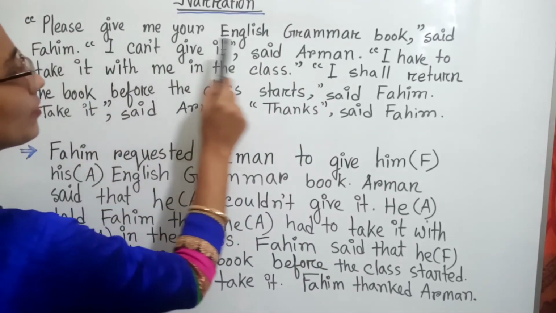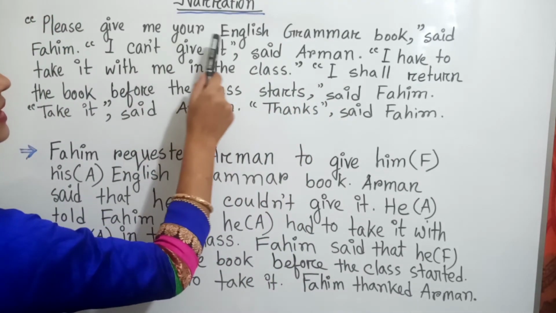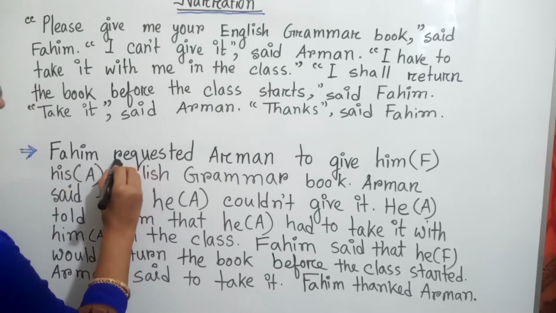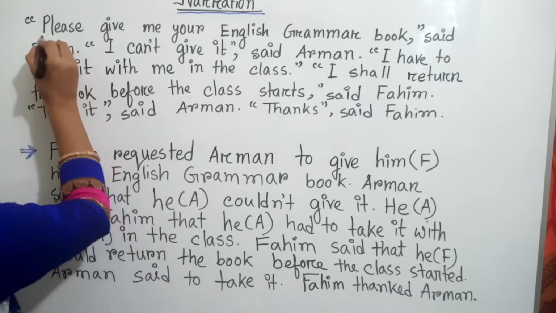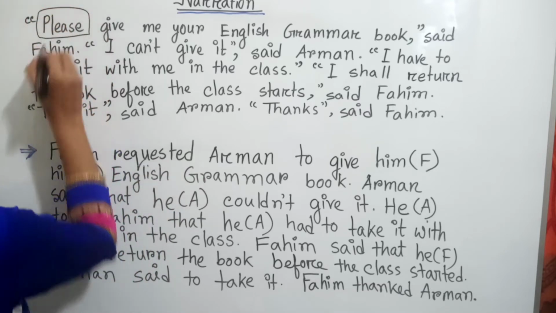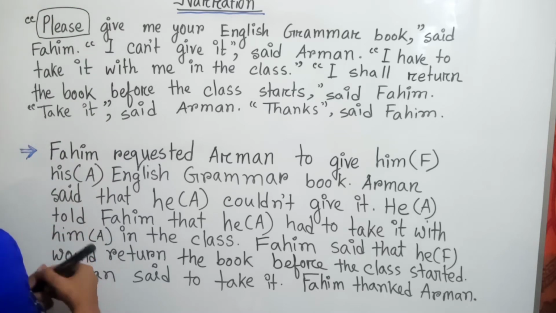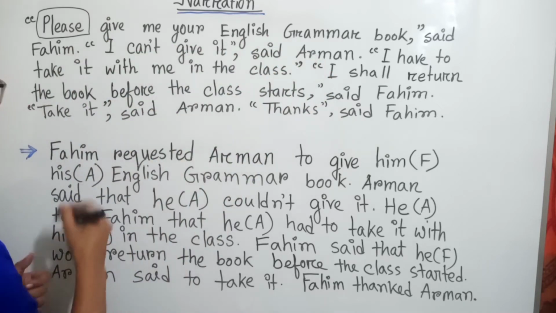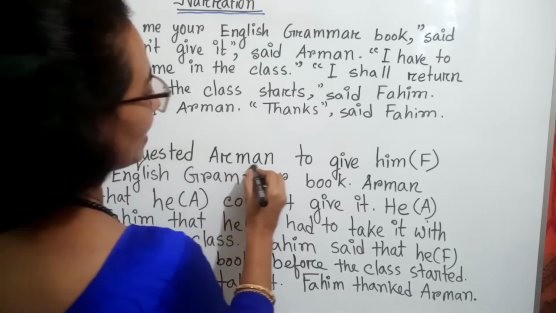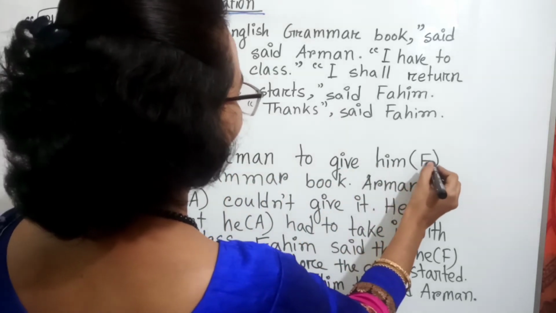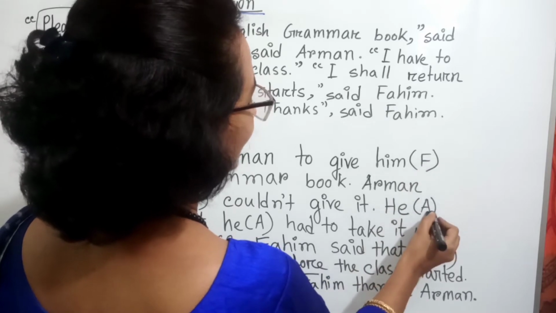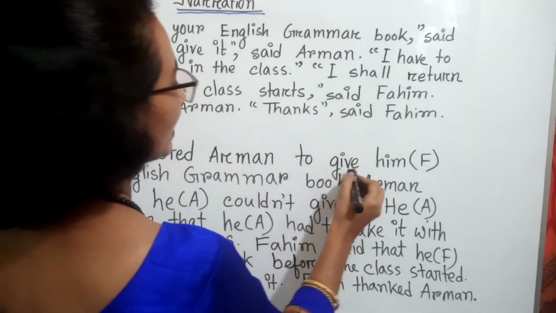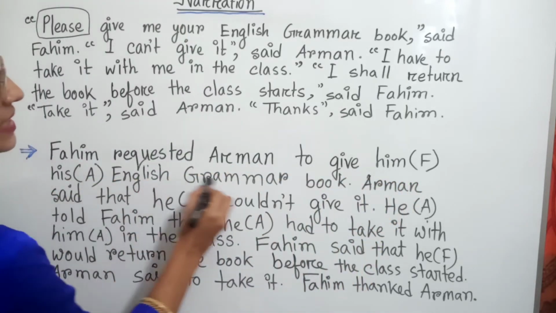Here Fahim requested Arjuman to give him his English grammar book. That's why I wrote here Fahim requested. Here I use requested because you can see a word that is please. By this word Fahim requested Arman. That's why I wrote here Fahim requested Arman to give him. Here F indicates Fahim and A indicates Arman. I wrote here Fahim requested Arman to give him his English grammar book.